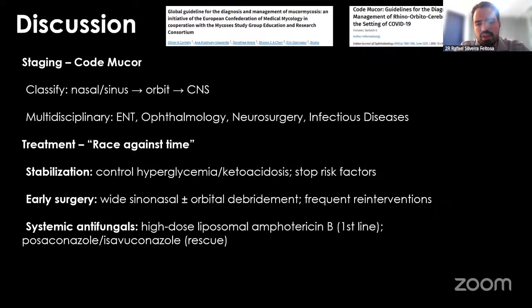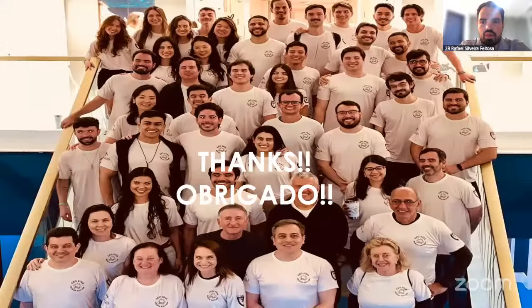Systemic antifungal therapy must be started immediately. The first-line treatment is high-dose liposomal amphotericin B. This combined stepwise and multidisciplinary approach significantly increases the chance of survival and disease control in these otherwise devastating infections. So, thank you all.